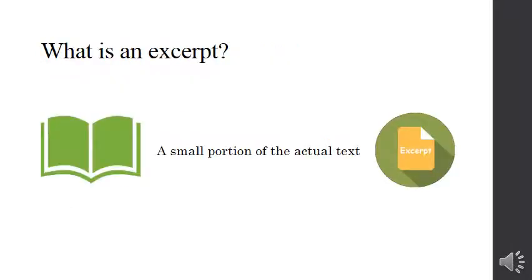So, you might be wondering what the word excerpt means. An excerpt is actually a small portion of a large body of text. For example, Surah Fatiha is an excerpt from the Holy Quran. When we take a small portion from a large amount of text, like a novel, essay, article, or a very long speech, we call it an excerpt.